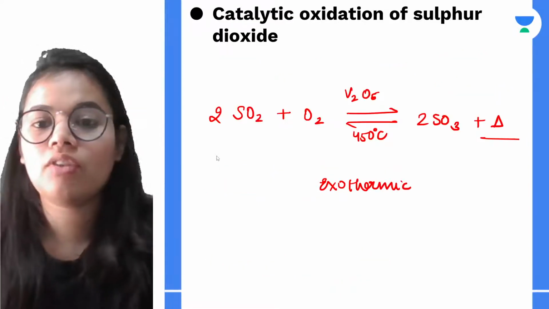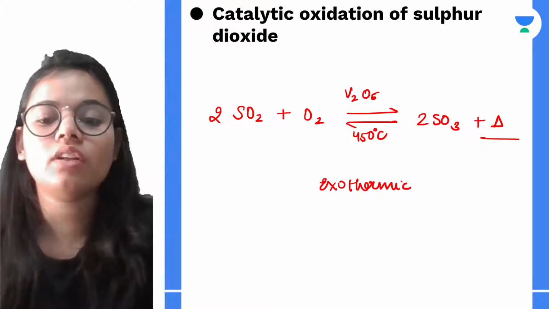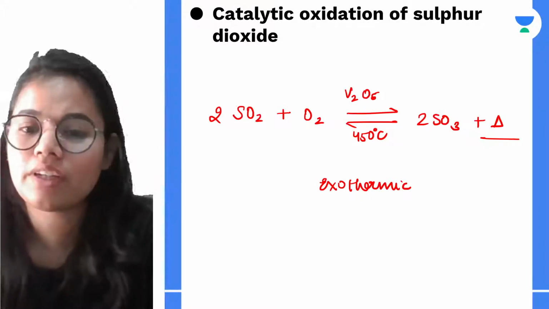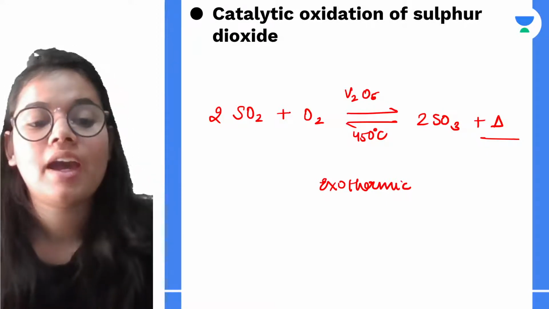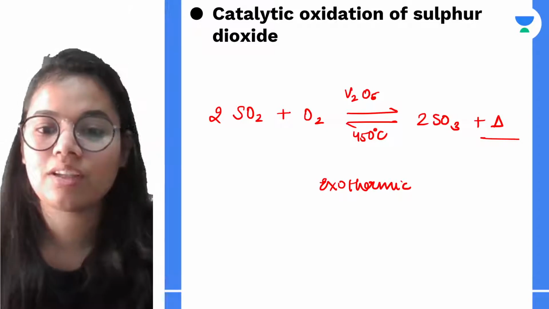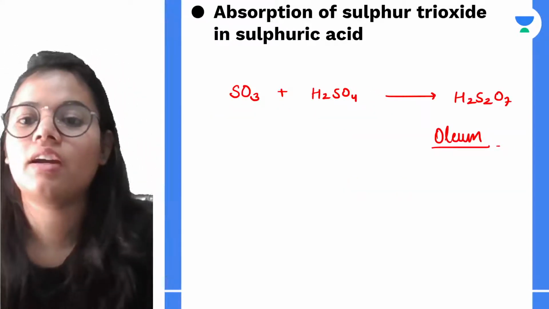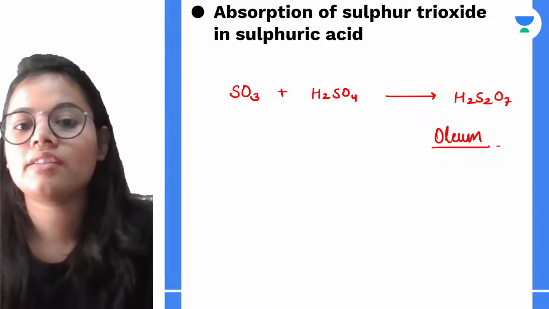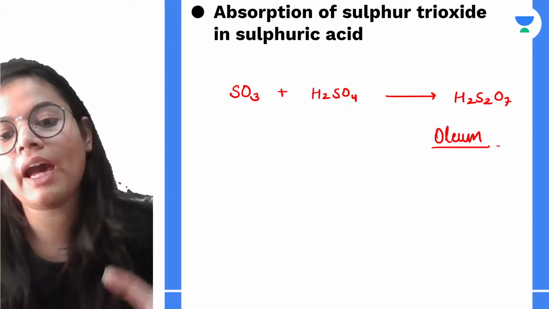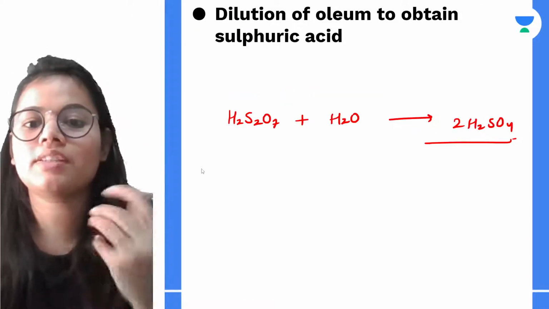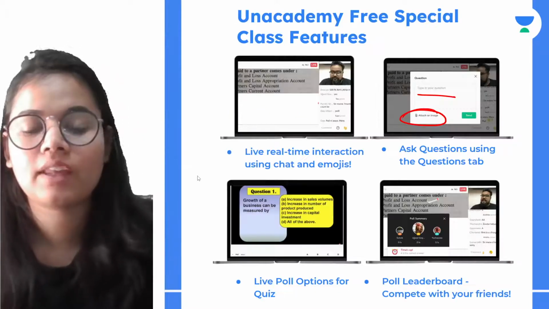After that, the sulfur dioxide that we have undergoes catalytic oxidation. The temperature maintained is 410 to 450 degrees Celsius. The reaction is highly exothermic, and the catalyst that we are using is vanadium pentoxide. And at the last, this sulfur trioxide is absorbed in the sulfuric acid to produce oleum, and this oleum is diluted to give out the sulfuric acid.